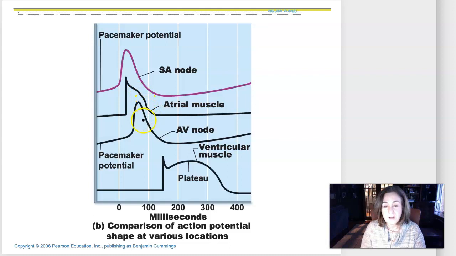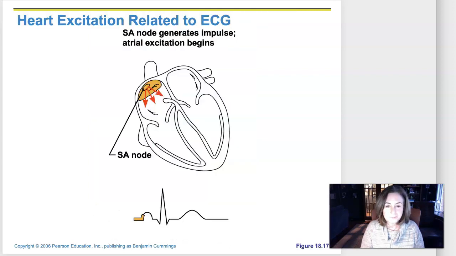And then once that depolarization hits the AV node, you see there's a bigger lag time because it's going to have to hit the AV node, go down the AV branches, and then go up the Purkinje fibers in order for the Purkinje fibers to make the ventricles contract. So let's take a look at a few more pictures.